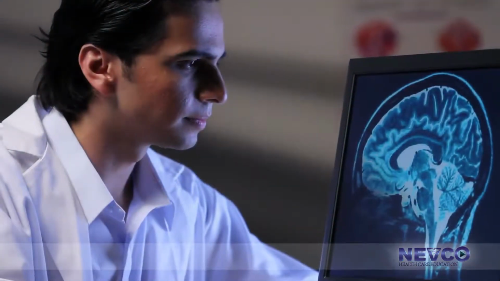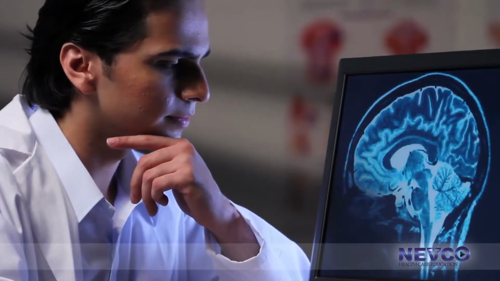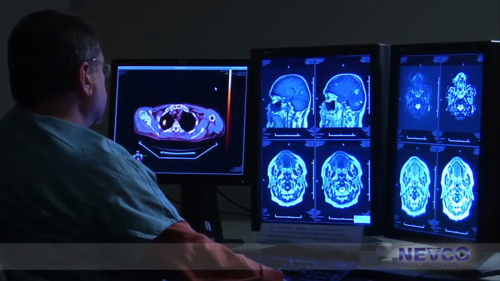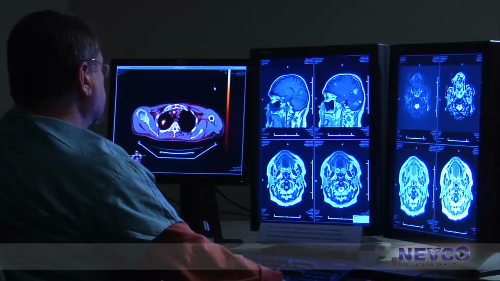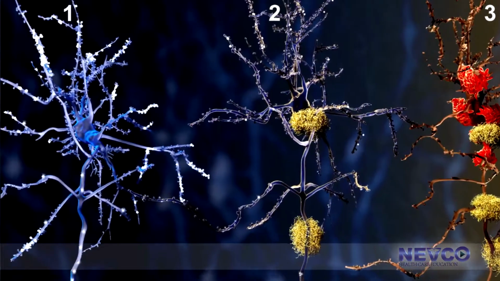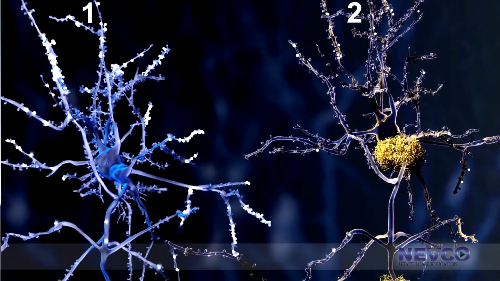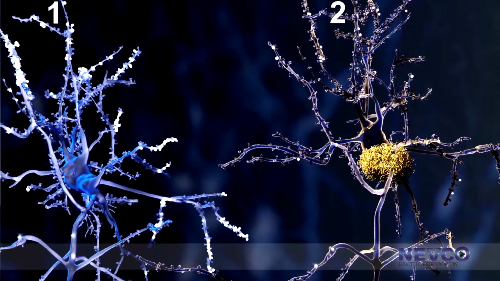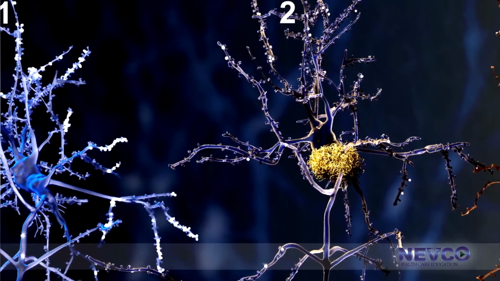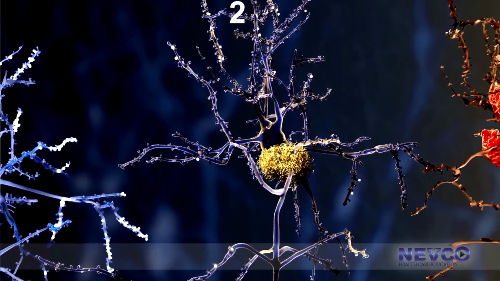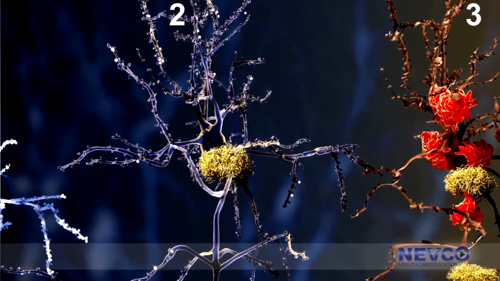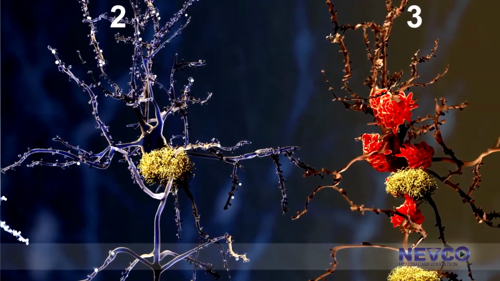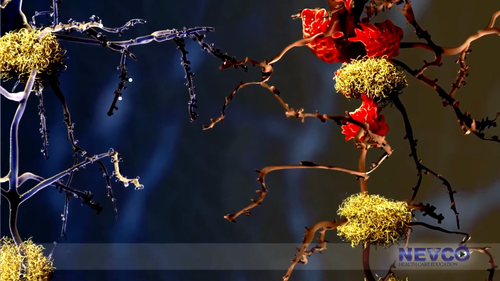Scientists are unclear whether these plaques and tangles cause Alzheimer's disease or are formed as a byproduct of it. It should be noted that while plaques and tangles develop as part of the normal aging process, the brains of individuals with Alzheimer's disease contain excessive amounts of these abnormal proteins.